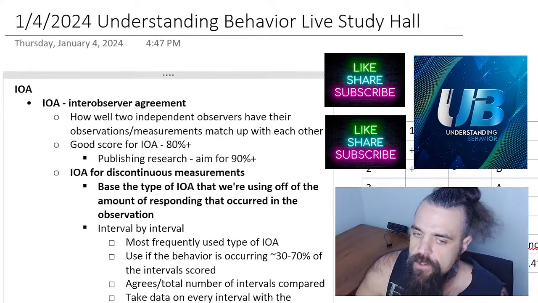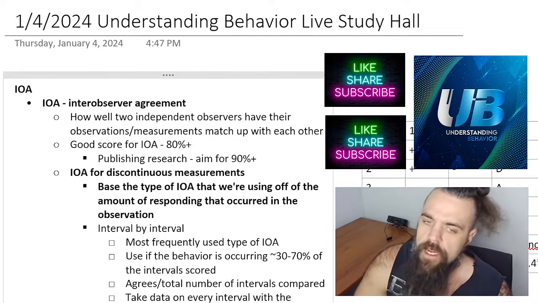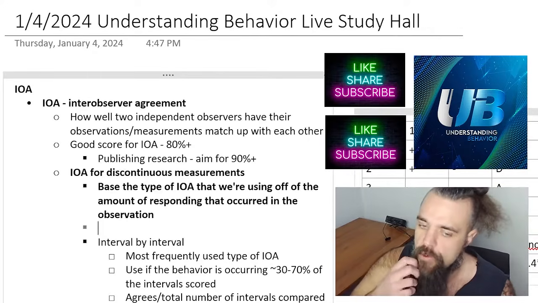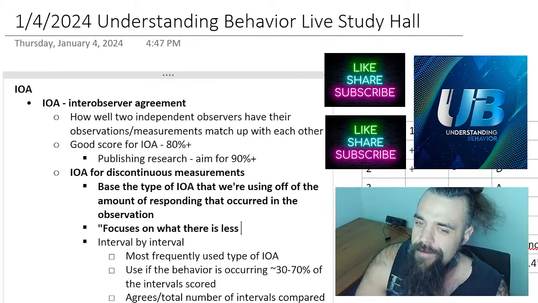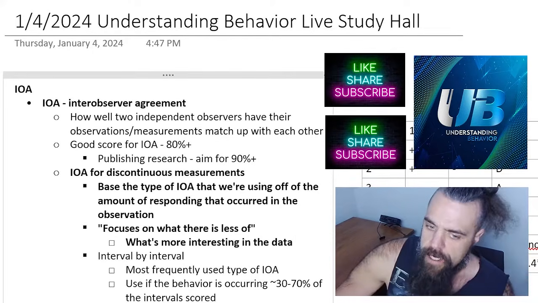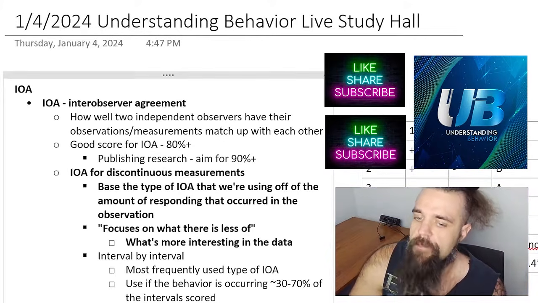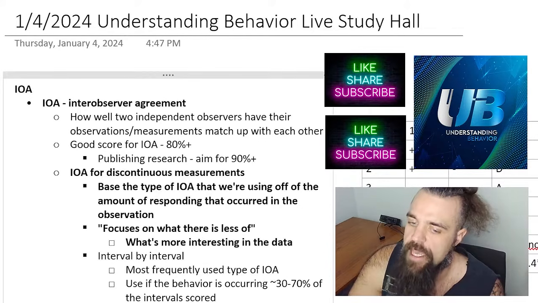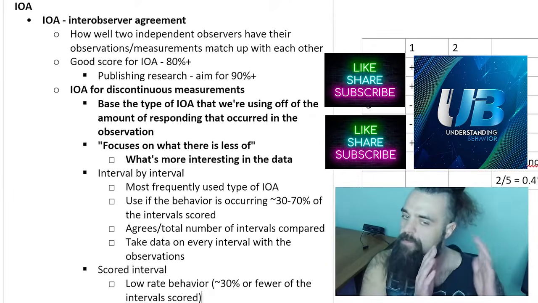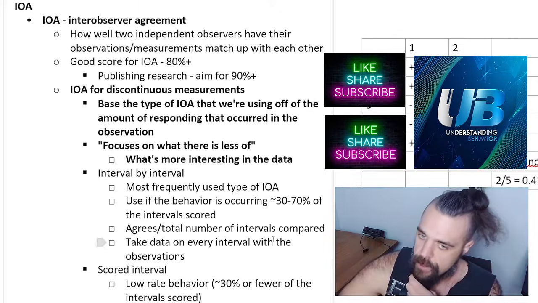All right, let's go into scored interval now. In scored interval, a general rule for using scored versus unscored interval is that it focuses on what there is less of. I like to think about it as what's more interesting in the data. So for scored interval, we're going to use this for low rate behaviors. And we'll define low rate behaviors as about 30% or fewer of the intervals scored. So when we have low rate behaviors, we're only going to focus on those, and there's not that many of them since there's only 30% or fewer of these.